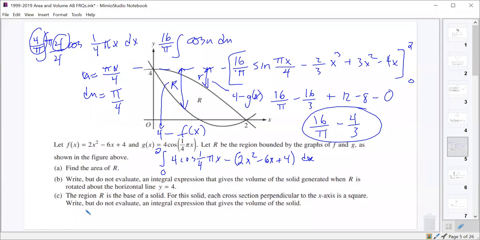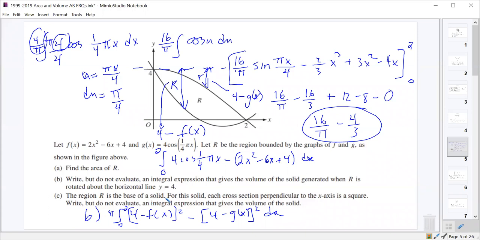So for part B, our equation should be pi times the integral from 0 to 2 of 4 minus f of x squared minus 4 minus g of x squared. Yeah. Good or no? Feel okay about that? Okay. What about part C?